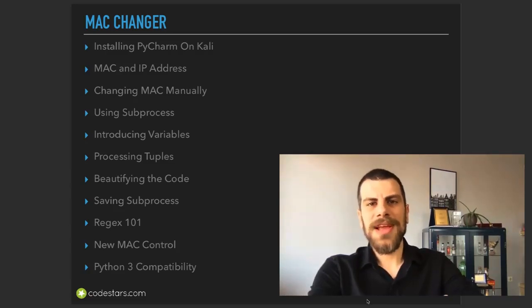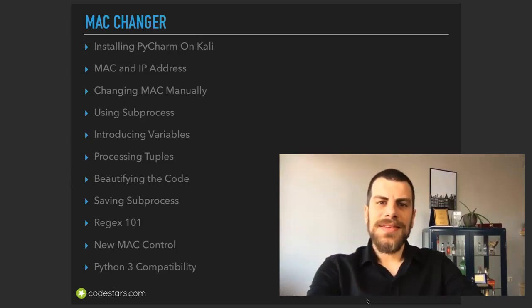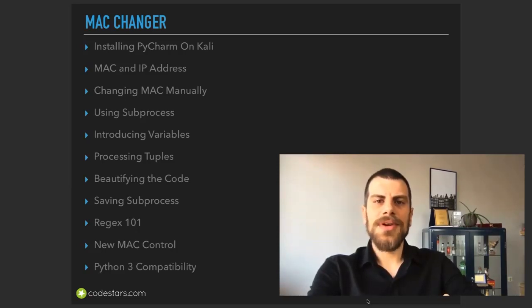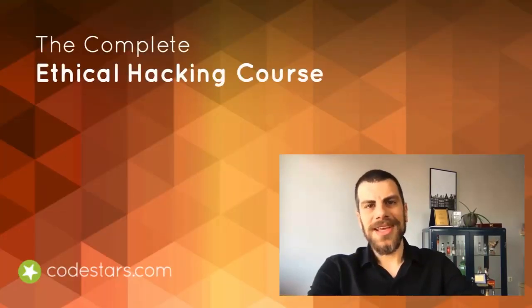And I'm going to explain what a MAC address is and why we need to change it anyway. And then later on, we're going to create our own Macchanger in order to achieve this result. And at the end of this section, we're going to check our code to be compatible with Python 3 as well. So now if you're ready, let's get started.